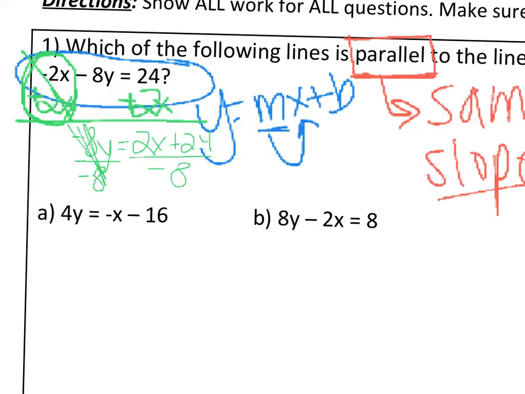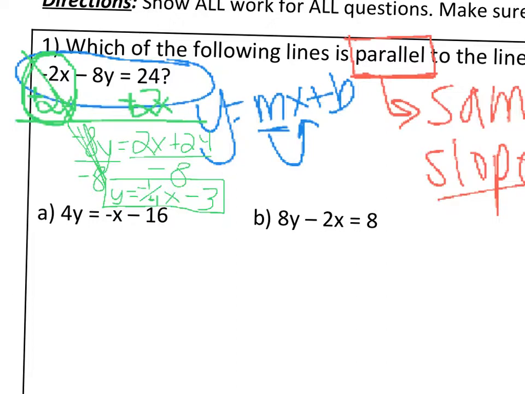Negative 8 divided by negative 8 is 1, so on the left side we're left with just y, and on the right we have to divide each piece by negative 8. So we have 2 divided by negative 8, which is negative 1/4, and we still keep that x. And we have positive 24 divided by negative 8, which gives us negative 3. So this is our new rearranged equation. It's the same as the original equation, but in a form that will help us quickly find the slope.